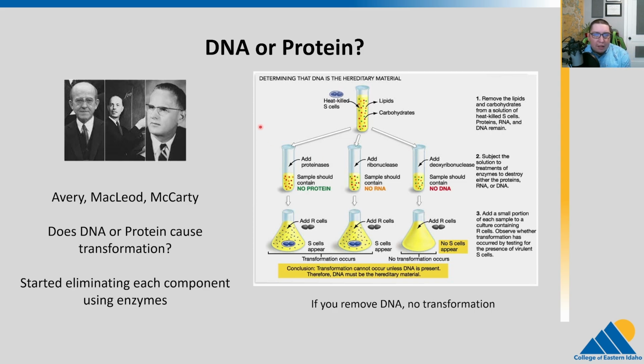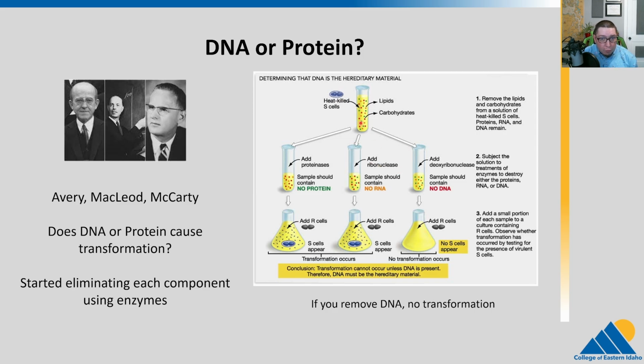So what they do is they take the different strains, right? They take the heat-killed smooth strains, and they go, okay, there must be the information in here. We're going to eliminate each type of molecule one at a time. So into the first tube, they add a proteinase. Proteinase is an enzyme that breaks down proteins, okay? So then they break down the proteins, they add back the R cells, transformation can still occur. That means that protein was not the genetic material. They destroyed all the protein, and transformation still occurs.